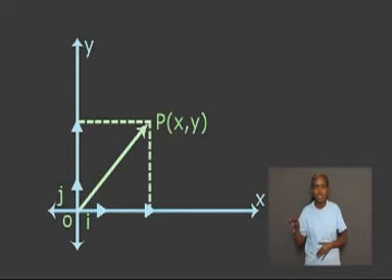A vector quantity has both magnitude and direction. A quantity that only has magnitude but no direction is referred to as a scalar quantity. A vector quantity is represented on a plane by an arrow, like the one in the graph presented here.